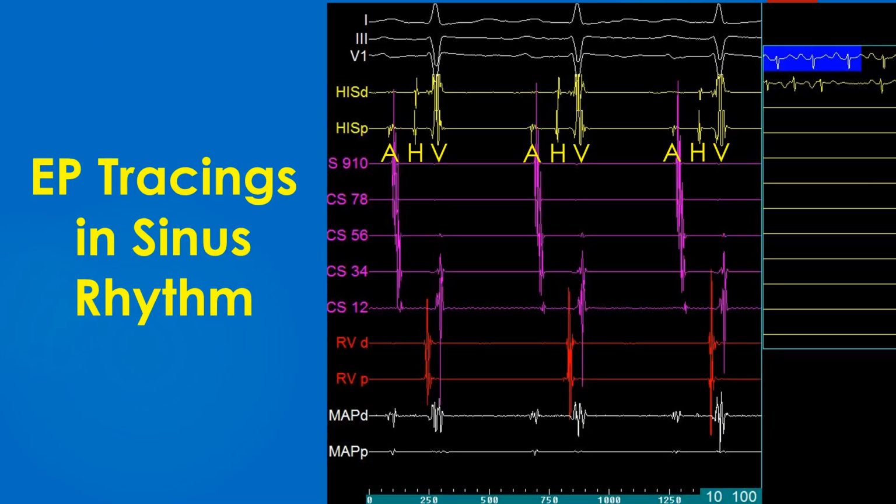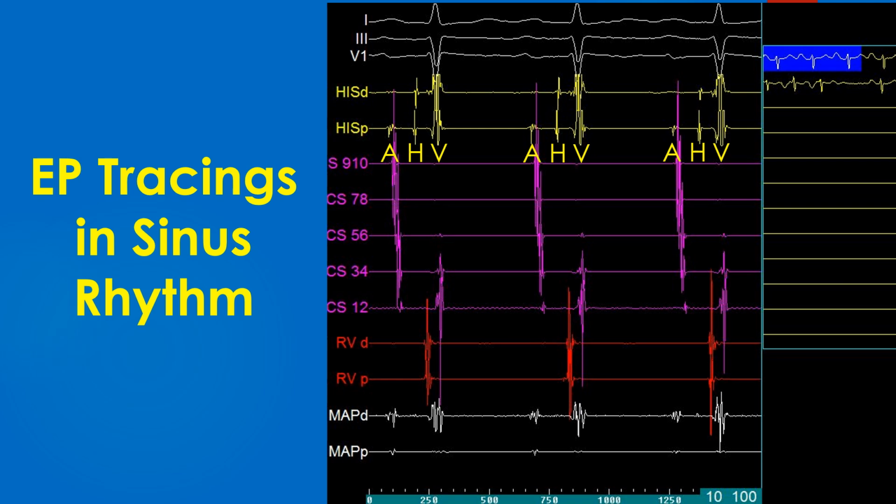EP tracings in sinus rhythm. Upper three tracings are surface electrocardiograms, leads 1, 2 and V1, in white color. Next two tracings are from the His bundle catheter, His distal and proximal. The large broad deflection in this tracing is the ventricular electrogram V, while the triphasic signal prior to it is the His potential H. The deflection before that is the atrial electrogram A.